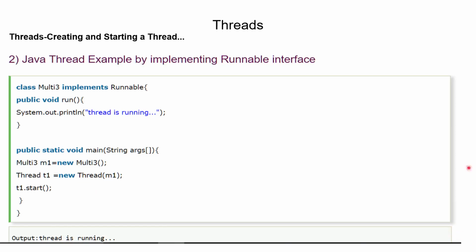So try both of these examples, key this in. It's a really great way to get some experience with the thread, inheriting from thread, and also the runnable interface.